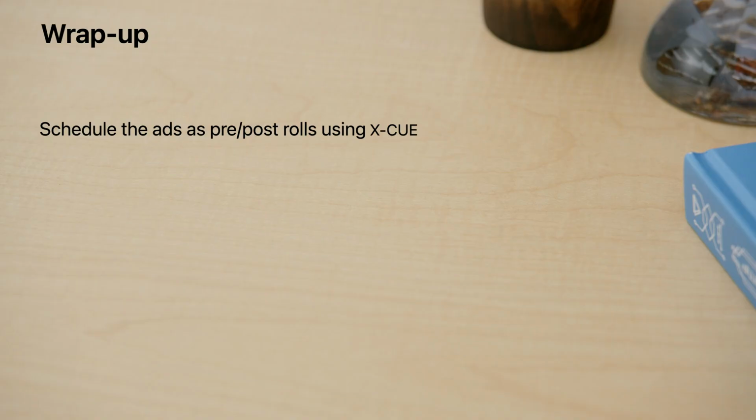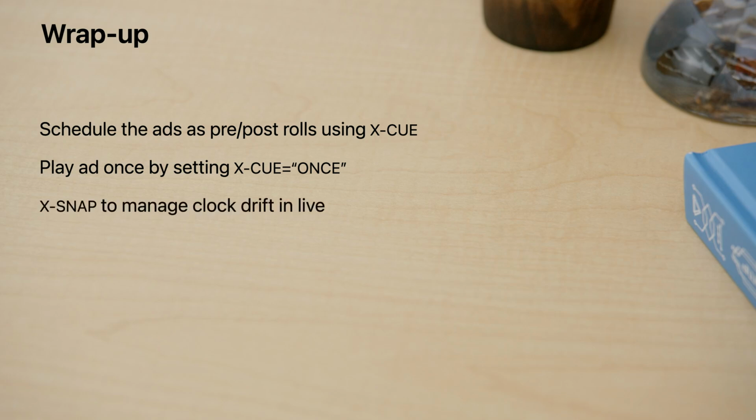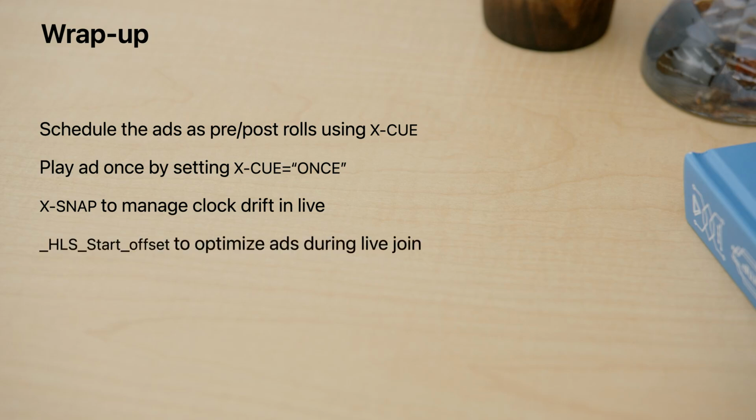To wrap up, you can now schedule your ads as pre or post rolls using the X-CUE attribute. You can also force your ads to play only once by setting the X-CUE attribute to ONCE. To manage clock drift in live scenarios, you'd use the X-SNAP attribute. For constructing your asset list during live join, you can use the HLS start offset query parameter, and you'd use the HLS primary ID query parameter to relate interstitial requests with primary playback sessions.